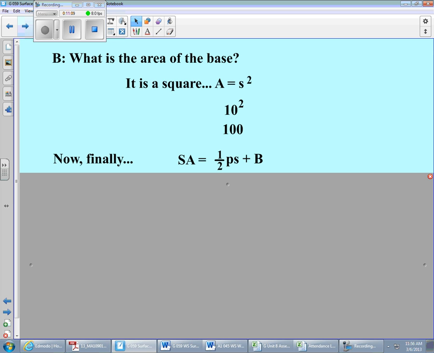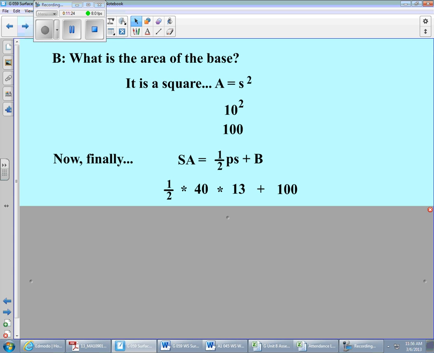Okay. 1/2 is part of the formula. It's going to be there. Perimeter of the base, I believe we discovered that was 40. Slant height, I believe we discovered that was 13. Area of the base, we just discovered that was 100. So all we're doing is plugging in. Follow your order of operations, do your multiplication before you do your addition.